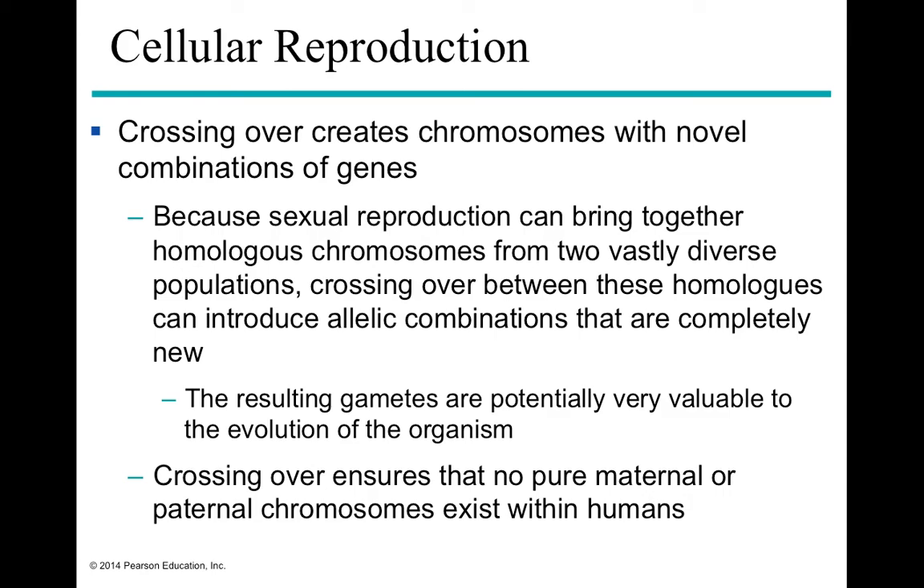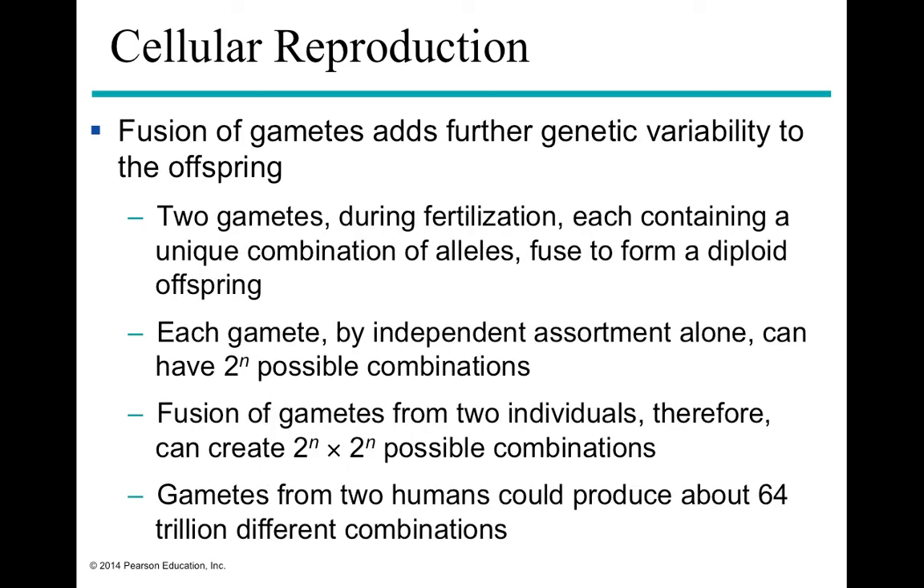So that's independent assortment. And that combined with the crossing over that we see in prophase 1 allows a completely novel combination of genes. So the resulting gametes are going to be completely independent of all of the rest of the gametes that were created in terms of genetic variability. So this allows for the introduction of new allelic combinations that might be completely new to the organism or to the population as a whole. And this allows for the shuffling, basically, of maternal and paternal chromosomes to ensure that we have no paternal or maternal chromosomes that are completely pure in the lineage within human populations.